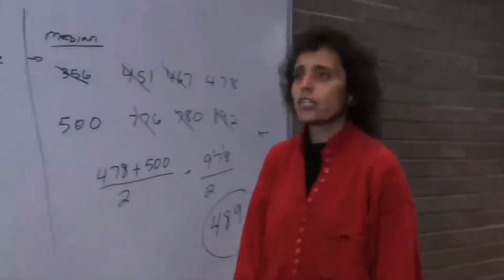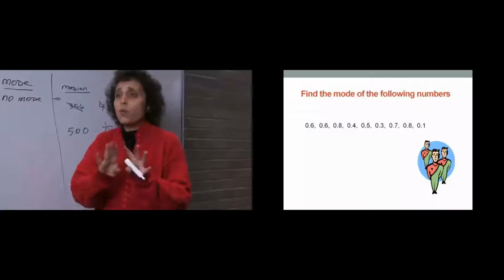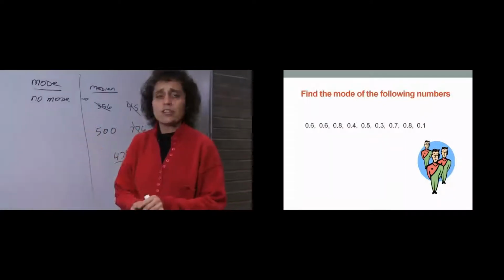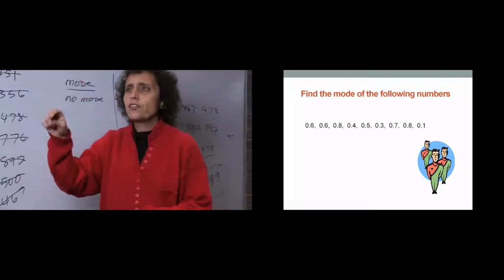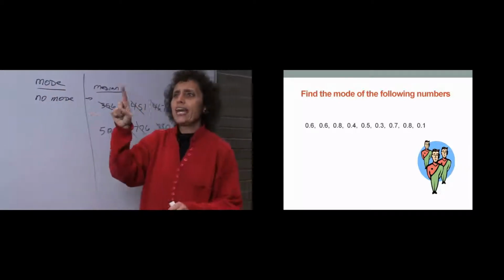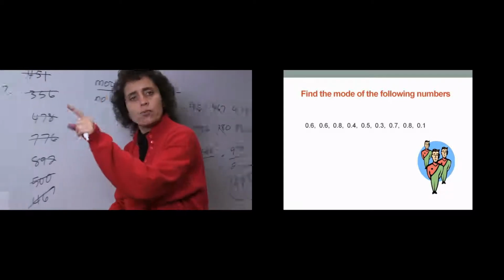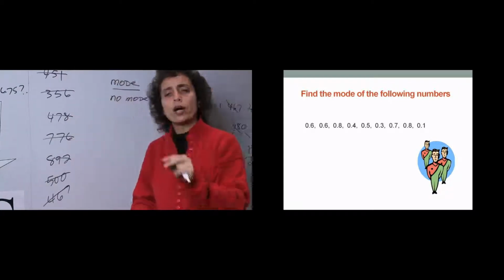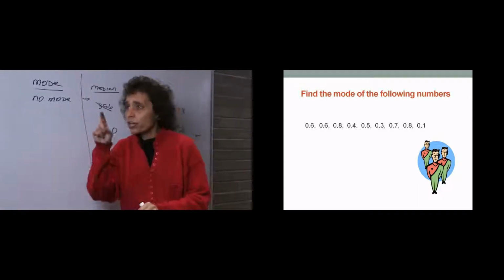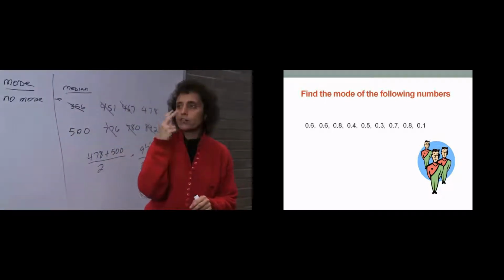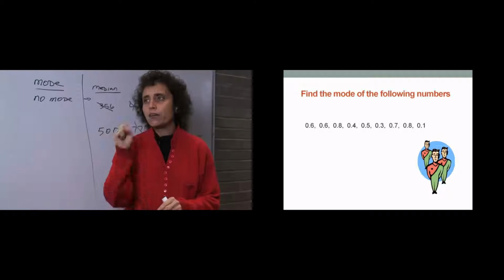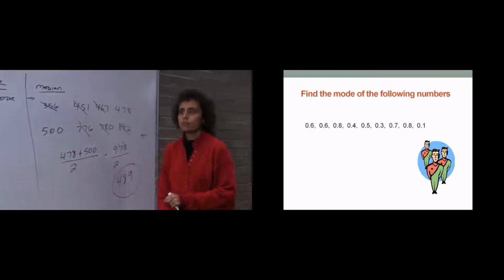Okay, let's take a look at another one. Find the mode. All we're doing here is finding the mode. So look at this. We have 0.6 that occurs twice. We have 0.8 that occurs twice. So we have two modes because 0.6 and 0.8 both occur twice, more than any other number. So that's bimodal. Okay, two modes, 0.6 and 0.8 for that question.